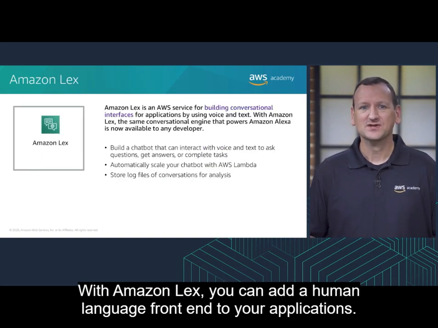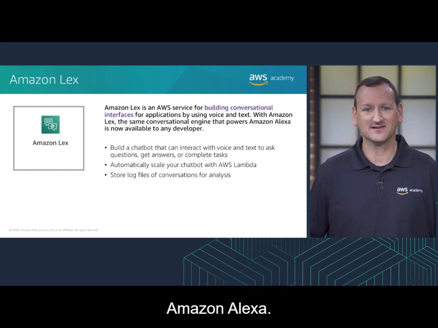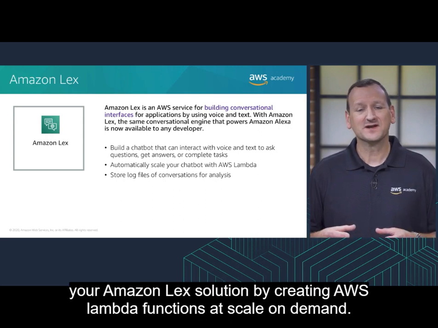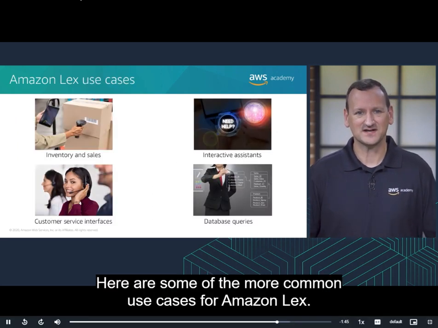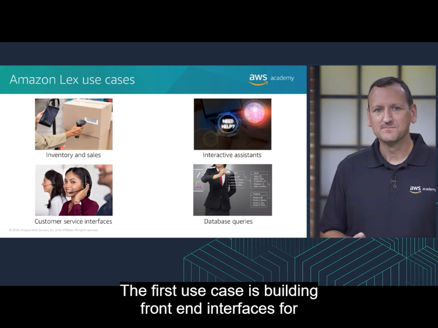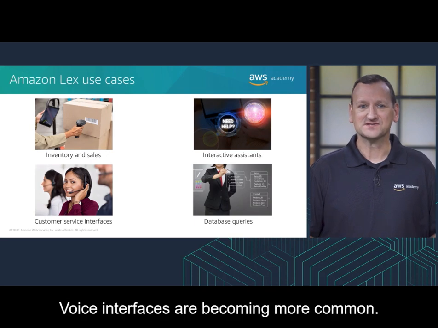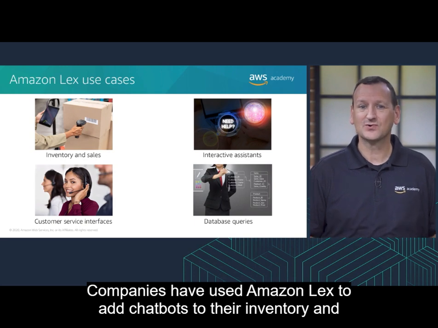With Amazon Lex, you can add a human language front end to your applications. Amazon Lex lets you use the same conversational engine that powers Amazon Alexa. You can automatically increase capacity for your Amazon Lex solution by creating AWS Lambda functions that scale on demand. You can also store log files of the conversations for further analysis. Here are some of the more common use cases for Amazon Lex. The first use case is building front-end interfaces for inventory management and sales. Voice interfaces are becoming more common. Companies have used Amazon Lex to add chatbots to their inventory and sales applications.